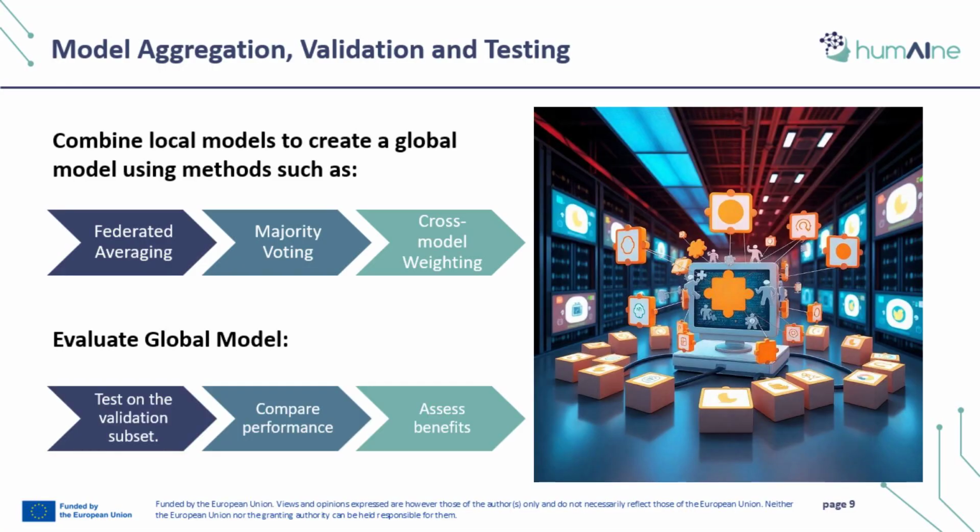After local models are trained, aggregate them to form a global model that reflects the swarm's collective intelligence. Choose an aggregation method like federated averaging, majority voting, or cross-model weighting, based on your problem and swarm characteristics.